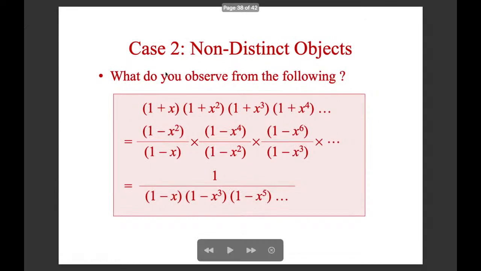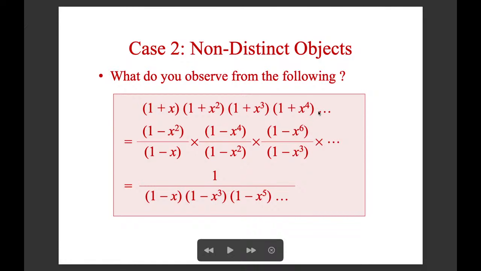Okay, so first of all, 1 plus x, you can represent it as 1 minus x squared divided by 1 minus x. So this part will give us 1 plus x. And similarly, 1 minus x to the power 4 divided by 1 minus x squared will be equal to 1 plus x squared. So you can replace this one by this one. And this one is 1 minus x to the power 6 divided by 1 minus x to the power 3. So we can replace this one by this one.